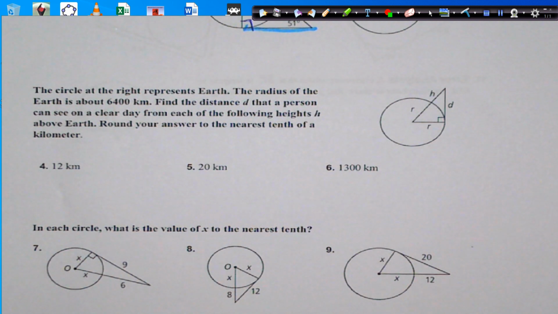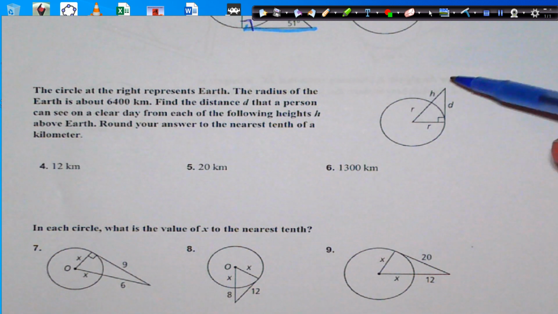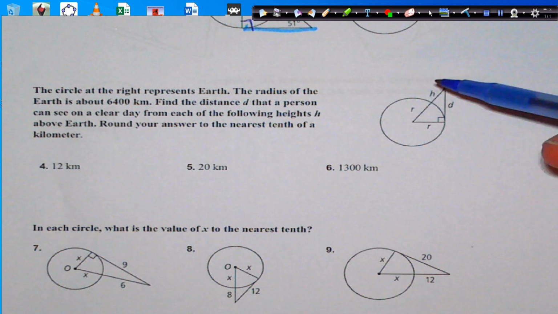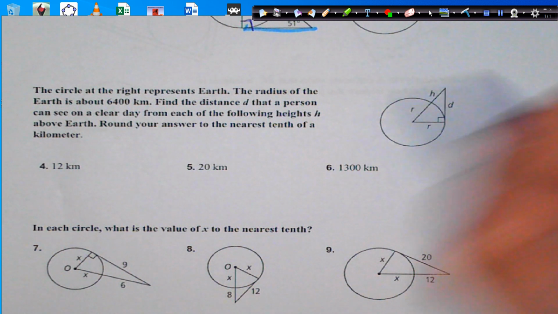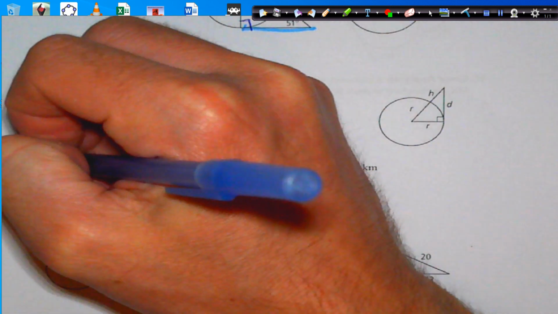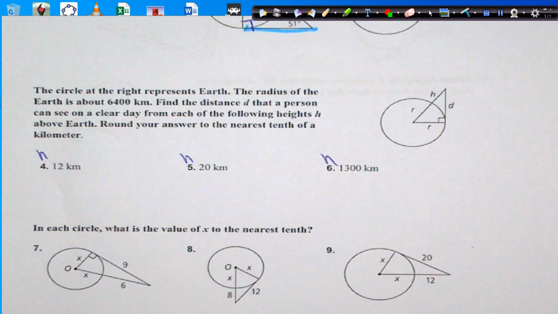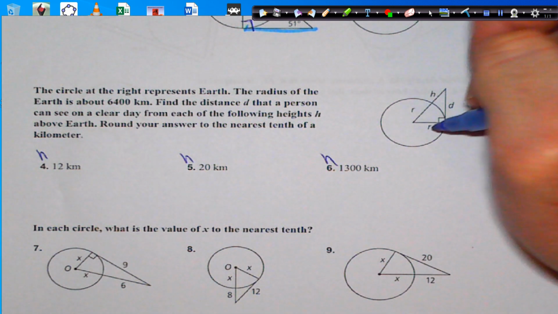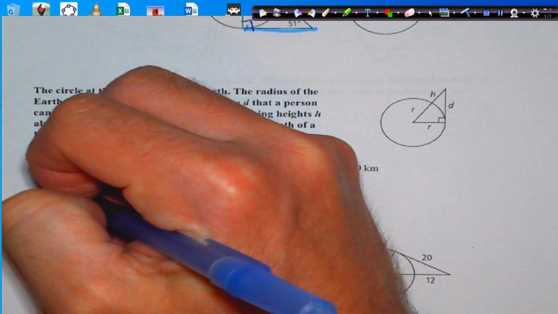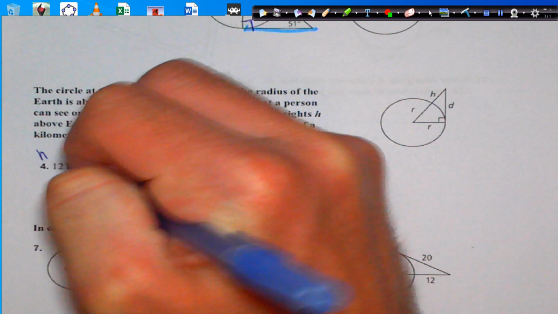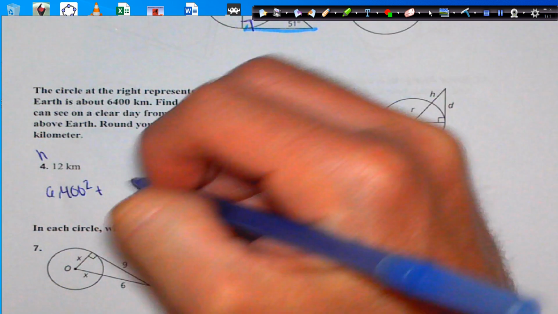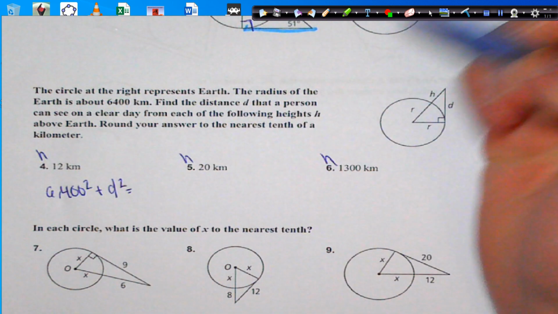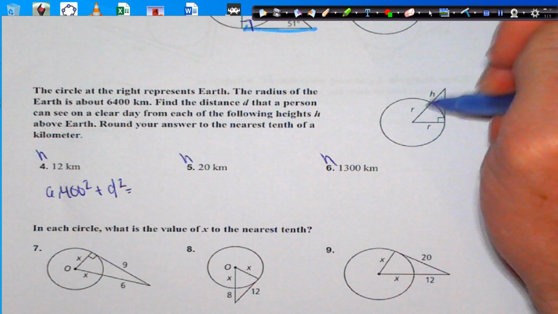Okay, so we have a right triangle. So we have d, r, and then we have r plus h. So this is the hypotenuse. These are all h's, so this is an h, h, and h. So what we need to do is basically use a right triangle. Well, we have a side length of 6,400 plus another side length, which I don't know, equals the hypotenuse, which is the combination of these two numbers.